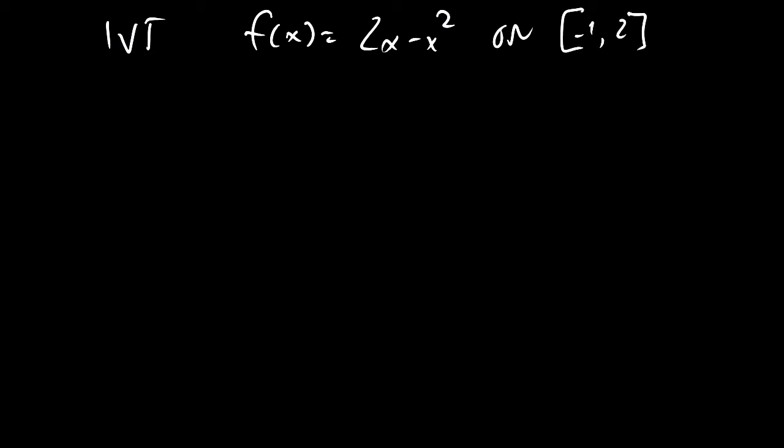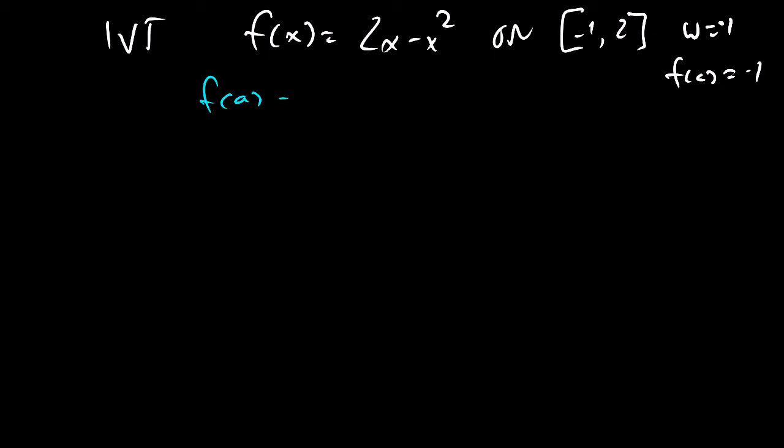So if we're doing IVT, intermediate value theorem, we have our f of x is equal to 2x minus x squared on our interval -1 to 2, and we have our w is equal to 1, or w is equal to -1. Well, w is just equal to f of c, so whenever you see that, just think that. So the first thing that we're going to do is find our f of a.